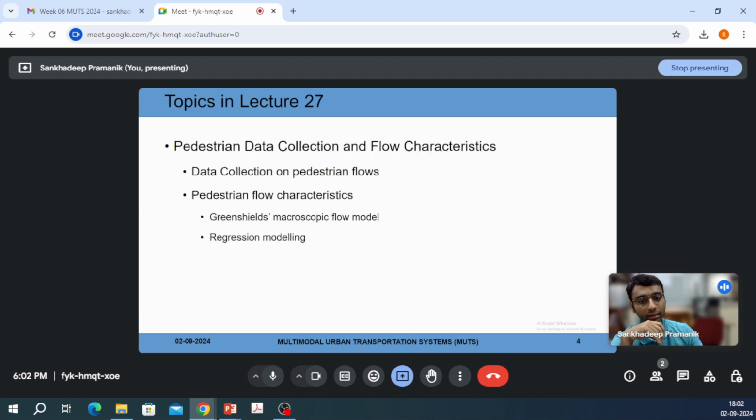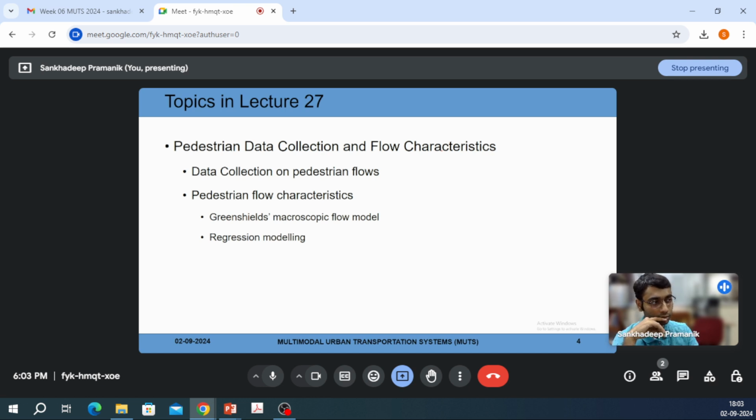Then in the next lecture we discussed the data collection process and flow characteristics. Data collection can be of different types, like manually counting the pedestrians, but in recent times, with the development of technologies, we generally do it automatically, through videography and different image based techniques. We use this type of data for analysis. And we also discussed the flow characteristics.